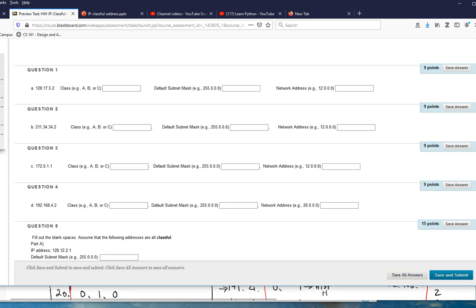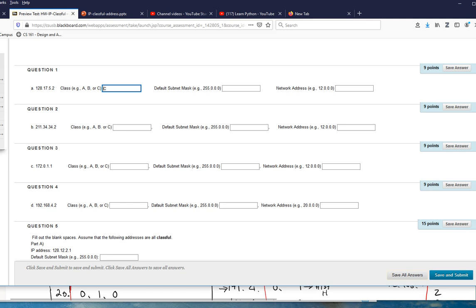Question number one: this is given, and you have to say whether this is class A, B, or C. Look at this example. The example means you are supposed to write either A, B, or C, and nothing else. So don't say, "please, my answer is class C." Don't do this. Just type A or B or C.